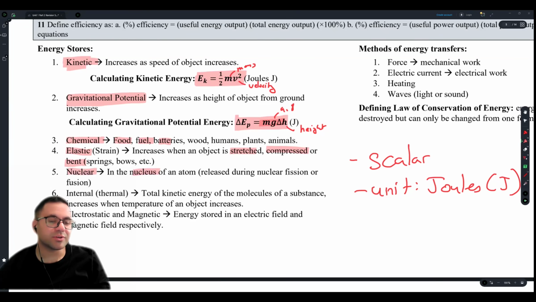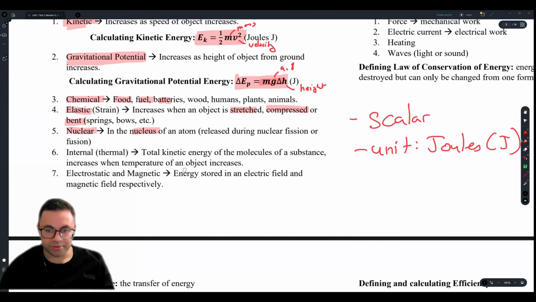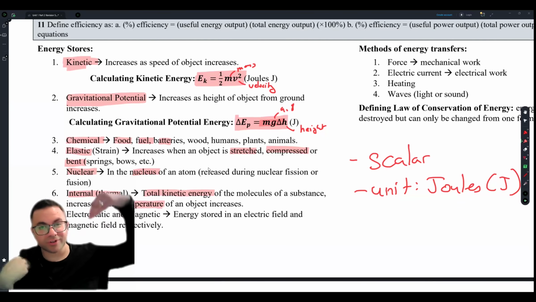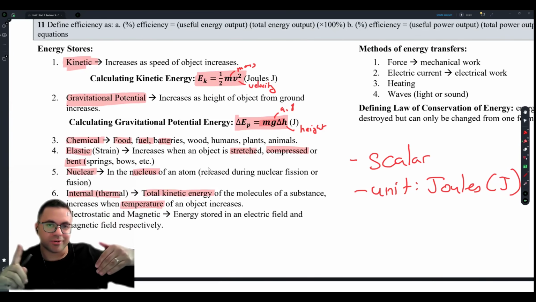Nuclear energy. This is inside the nucleus of an atom. Any nucleus has energy inside. This energy is released during nuclear fission or nuclear fusion. Okay? Then thermal energy, also called internal. So if you see the word thermal, internal, it's the same thing, it's just heat. Internal energy is the total kinetic energy of the molecules in a substance. And this is affected by temperature. The hotter an object is, the more internal energy a substance has. The molecules move faster. And the cooler an object is, the slower the molecules move inside.